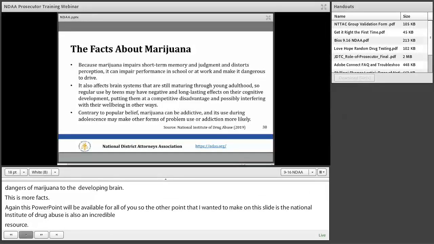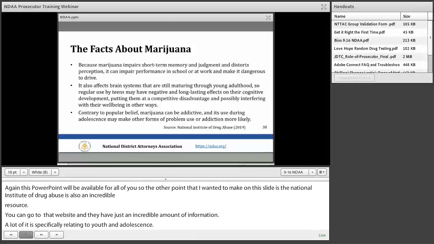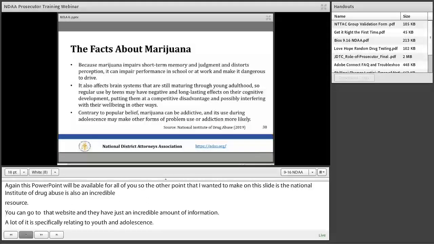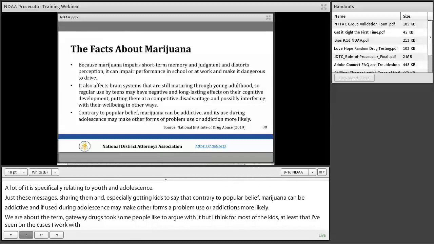So, these messages, sharing them, and especially getting kids to see that, contrary to popular belief, marijuana can be addictive, and its use during adolescence may make other forms of problem use or addiction more likely. We've heard the term gateway drug, and some people like to argue with it, but for most of the kids I've seen on the cases that I work with prosecutors, it may be something they're dealing with now, but it started with either marijuana or alcohol.